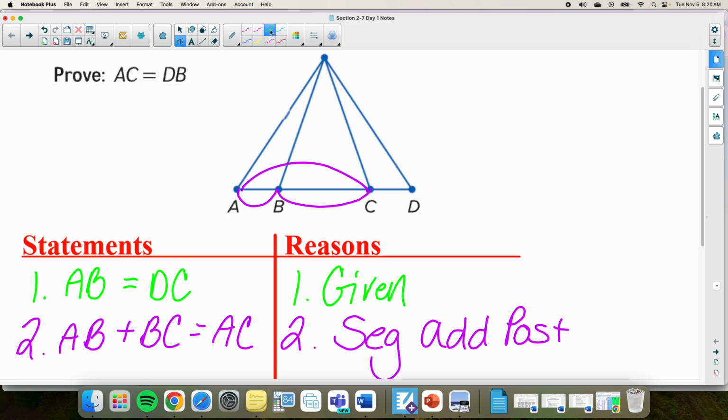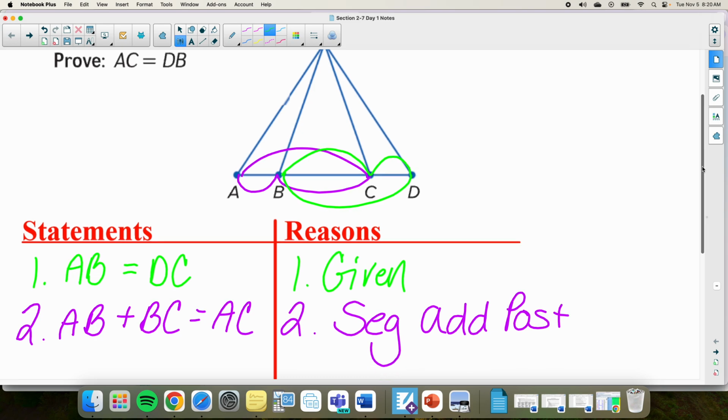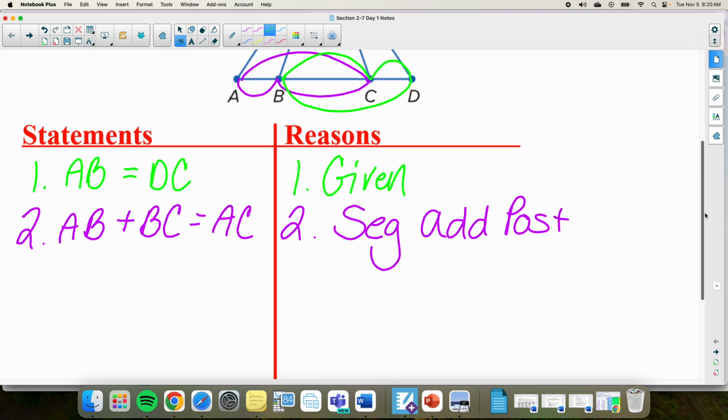Okay. Then we can also do that with segment BD. So this segment BD has B, C, and D on it. So what we could say here is BC plus CD equals BD. Okay, so I'm going to do that. And it's the same thing. So if I wanted to, I could just do it under this same step. So I could say BC plus CD equals the whole thing, which is BD.